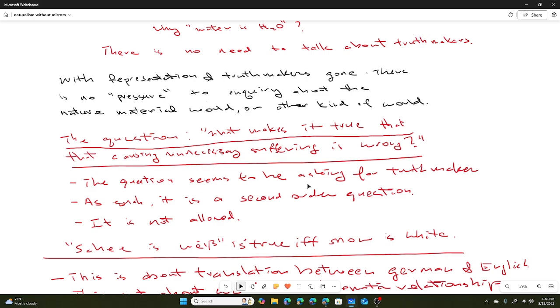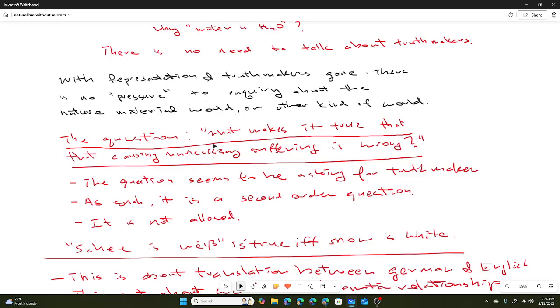The question seems to be asking for truth makers, right? As such, it is a second order question. And according to the author, this is not allowed. We're not supposed to ask the second order question of, well, what makes this statement true from the claim that this statement is true, right?